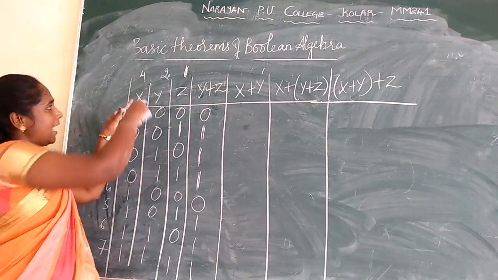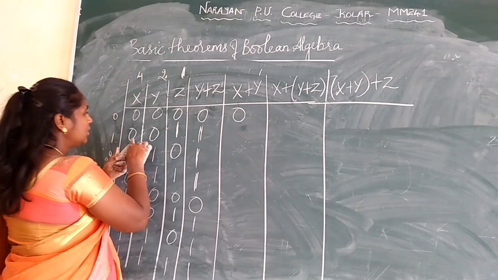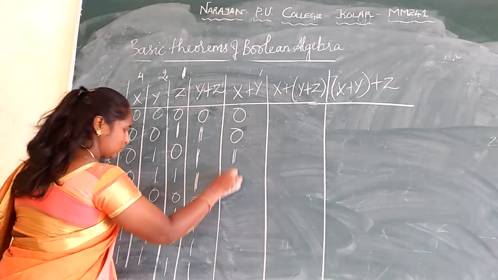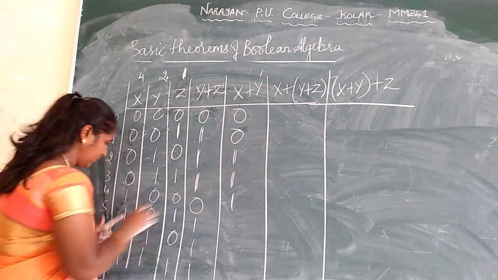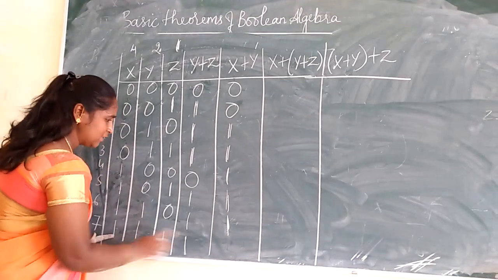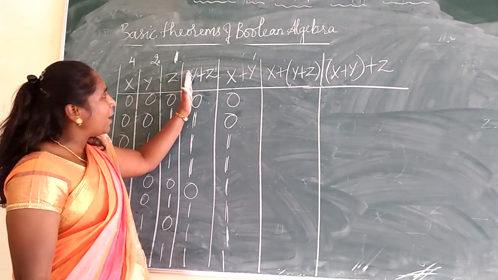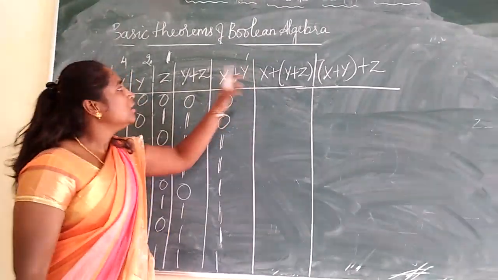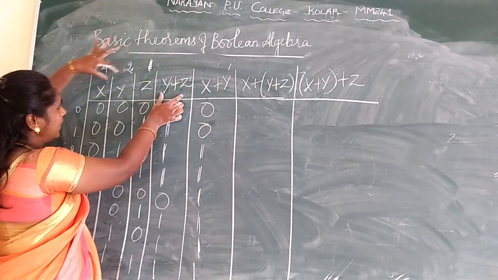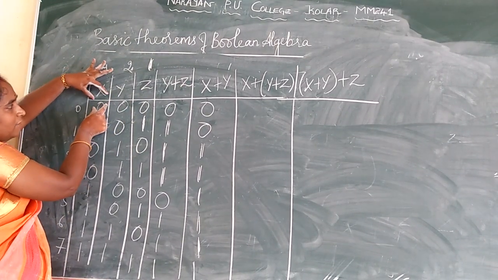Next we will see x plus y, the OR addition. 0 plus 0 is 0, 0 plus 0 is 0, 0 plus 1 is 1, 0 plus 1 is 1, 1 plus 0 is 1, 1 plus 0 is 1, 1 plus 1 is 1, 1 plus 1 is 1. Now you have y plus z and x plus y. With this particular result, you do an OR addition with your x. Y plus z should be OR-added with your x.